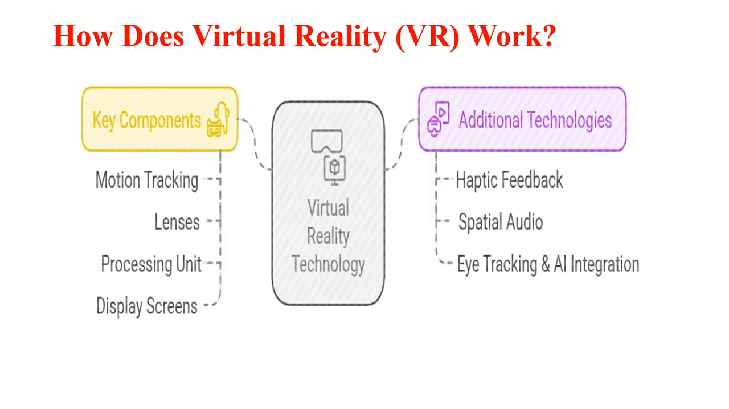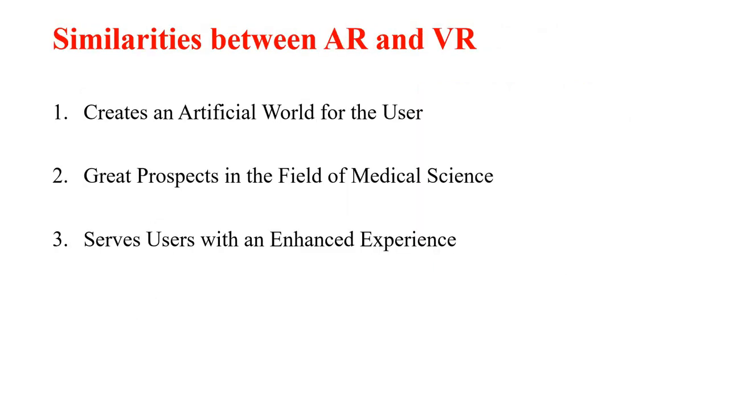Okay, and some of the additional technologies which enhance virtual reality are haptic feedback, which uses gloves or suits in order to provide touch sensations in VR. You have spatial audio, which simulates 3D sound effects and enhances the realism. And you have eye tracking and AI integration, which adjust the VR environment based on user focus and behavior.